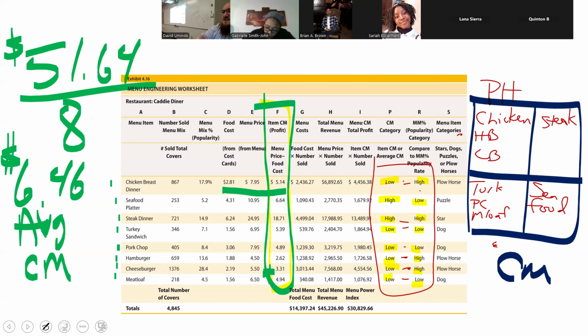So we can talk about those in just one second about why they're not stars. But let's focus on the dogs, the bottom left quadrant: this turkey sandwich, the pork chop, and the meatloaf. Why do you think those might be dogs? Because they have low profitability and low popularity. Yes, so they are not very popular and they don't give us a lot of money.